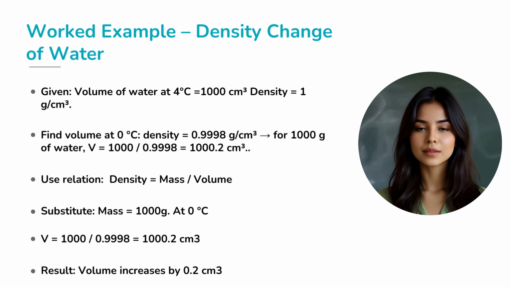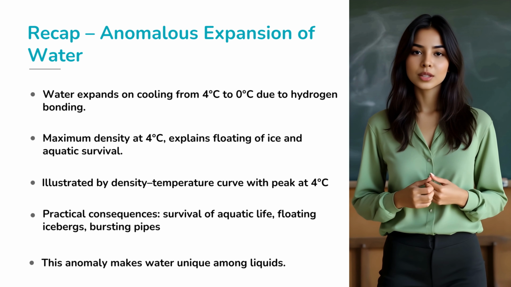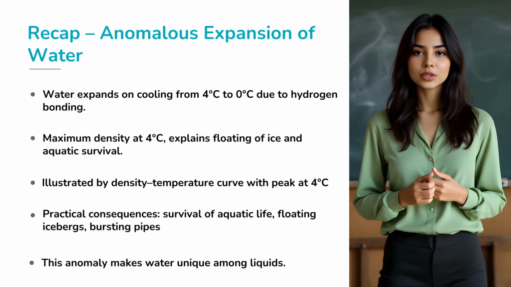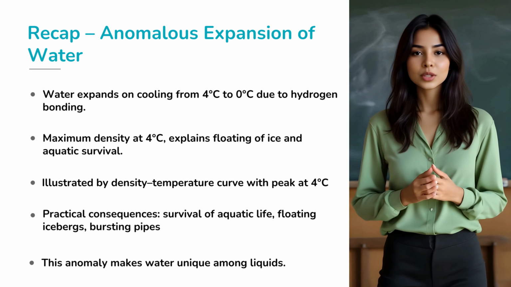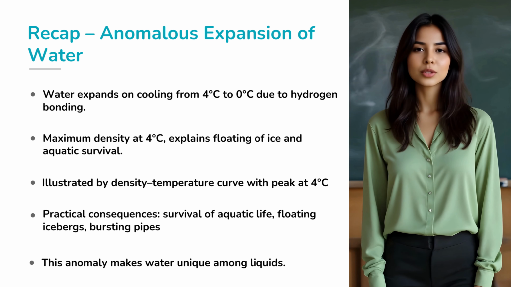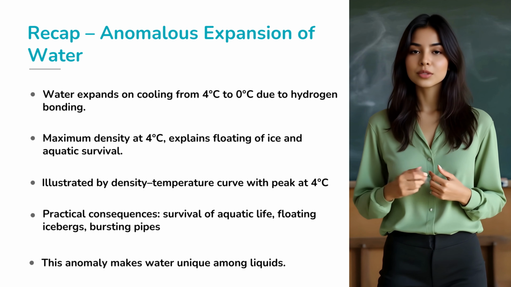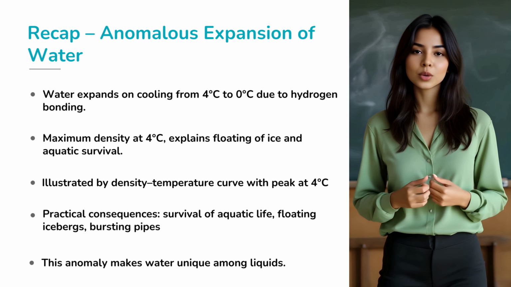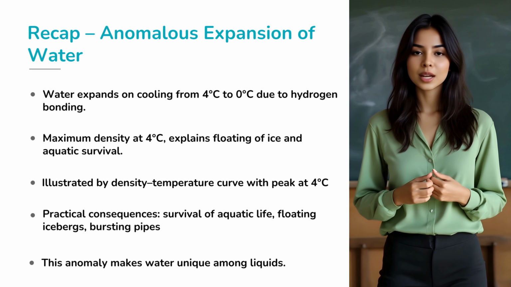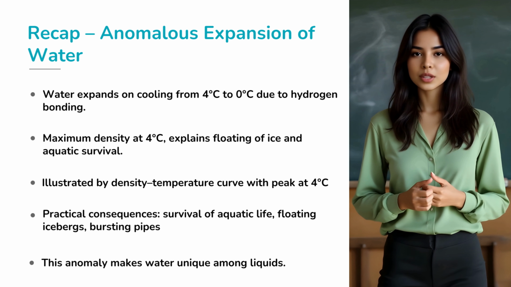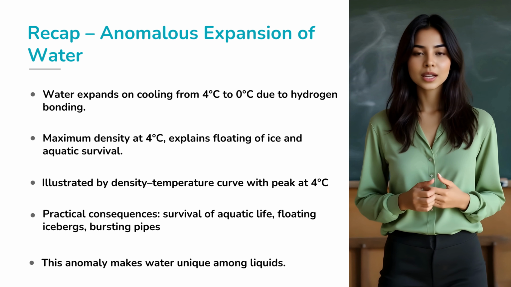Let's recap the key ideas. Water expands when cooled from 4 degrees to 0 degrees Celsius, a property called anomalous expansion. Its density peaks at 4 degrees, then decreases as it cools further. The molecular reason is the hydrogen-bonded hexagonal structure that forms near freezing. This anomaly is critical for nature. It ensures aquatic life survives beneath ice, makes icebergs float, and explains why frozen water causes damage to pipes and rocks. So to sum up, anomalous expansion is one of nature's life-saving quirks. Without it, Earth's climate and ecosystems would look completely different.